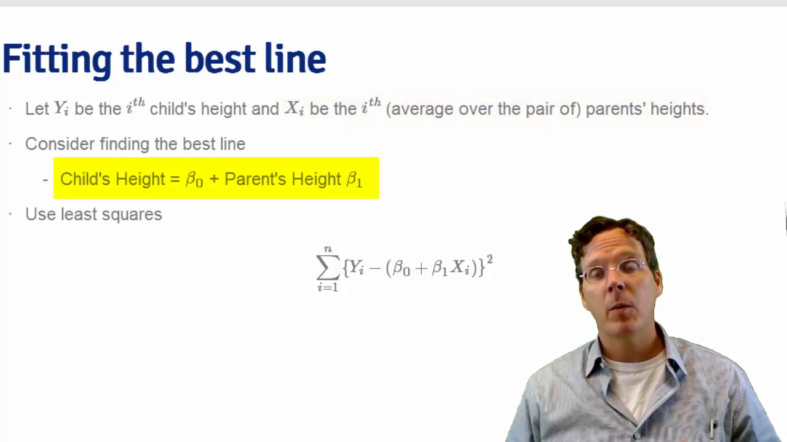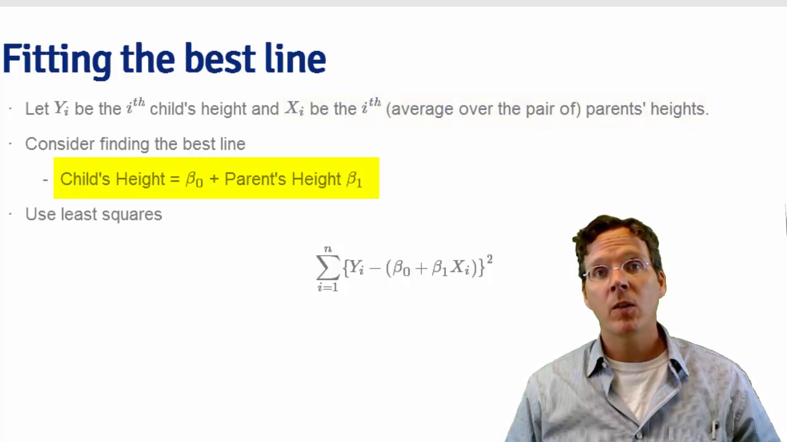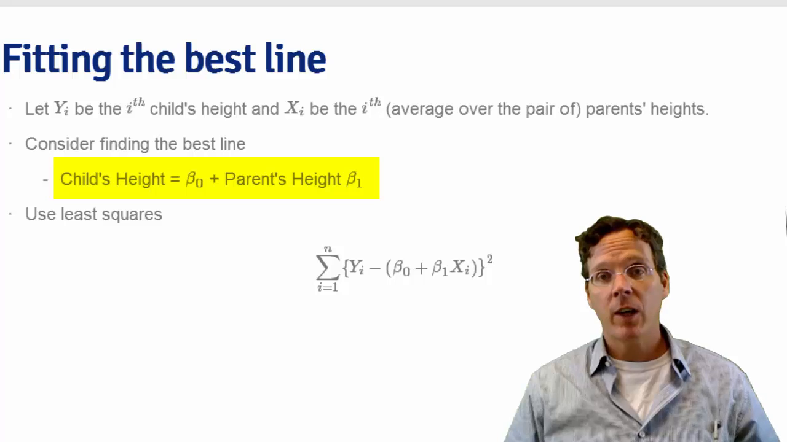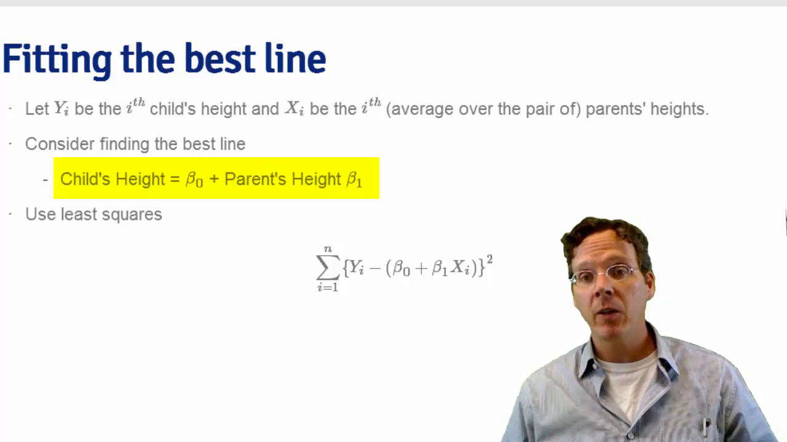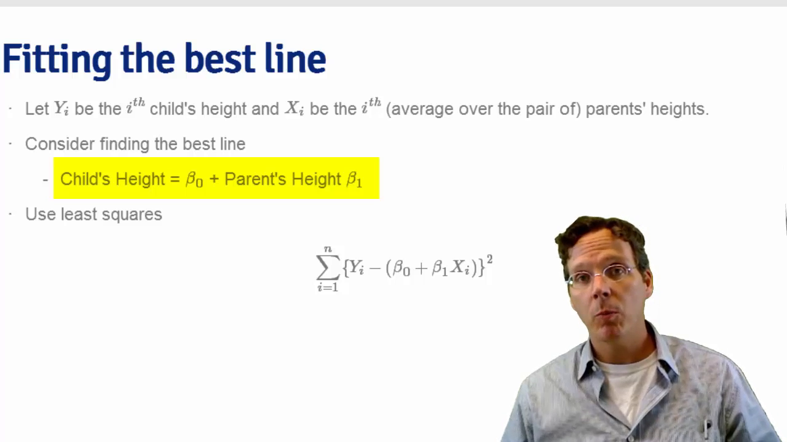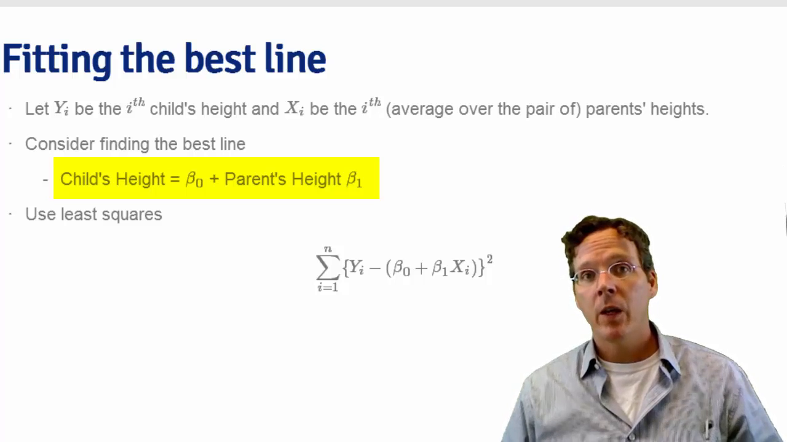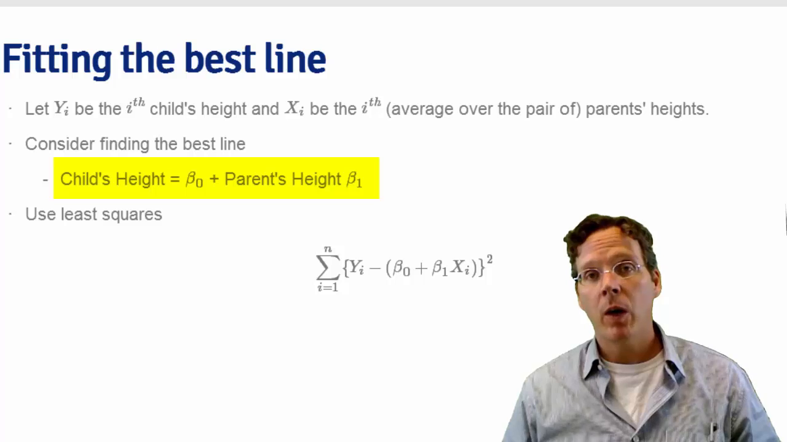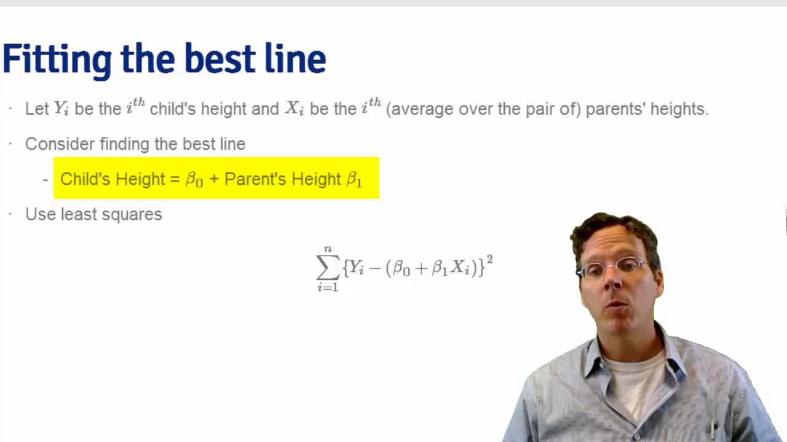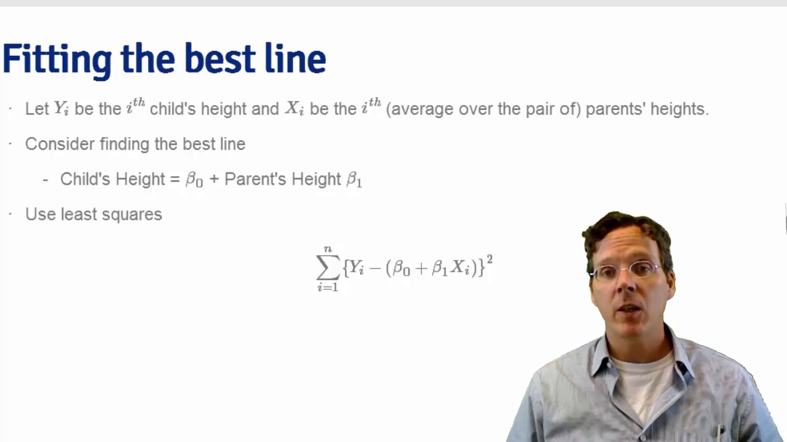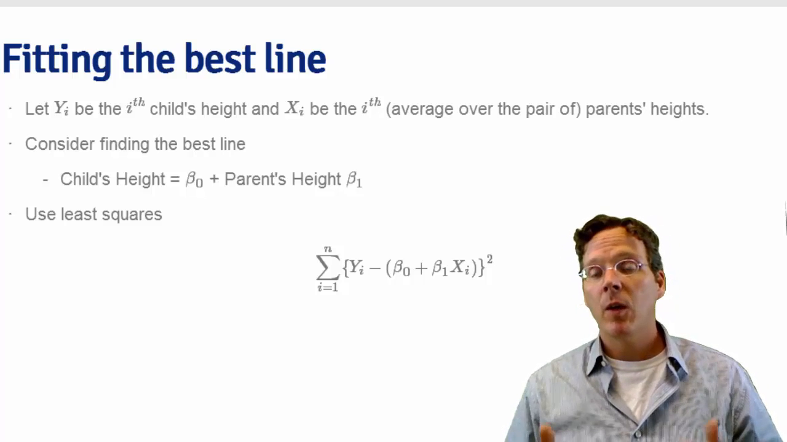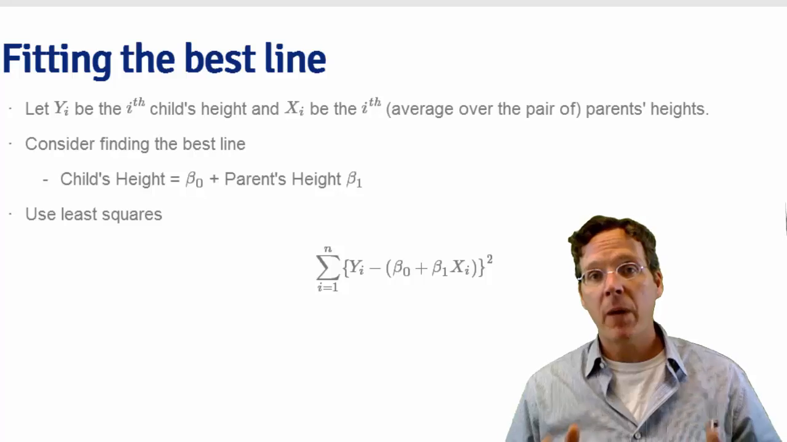Now we want to find the best line, where we want the line to look like child's height is an intercept, which we'll label beta naught, plus the parent's height times a slope, which we'll label beta 1. So beta naught and beta 1 are parameters that we would like to know but don't know. Well, we need a criterion for the term best. We need to figure out what we mean by the best line that fits the data.